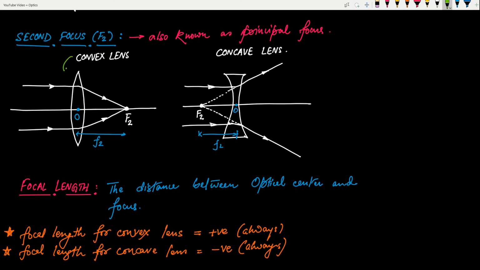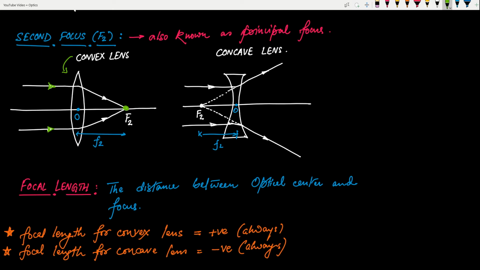Therefore let's look into this convex lens first. So if parallel rays of light, that is parallel to principal axis, come and hit the lens, then after refraction they will converge to a fixed point. That point is known as the second focus or the principal focus of convex lens. So I'll repeat again, when parallel rays of light, that is parallel to principal axis, come and hit the lens, then after refraction they converge to a fixed point. That point is known as second focus of the lens or the principal focus of the lens.